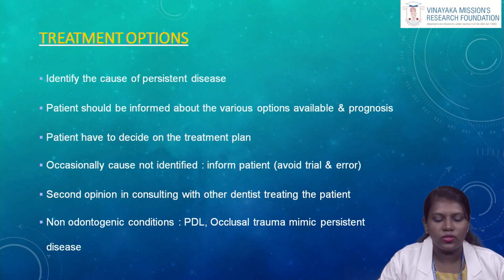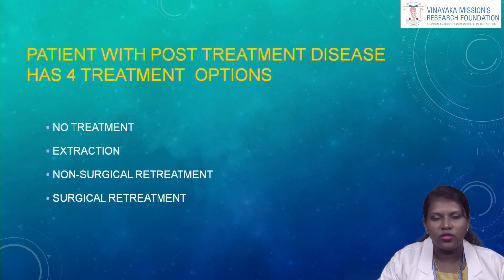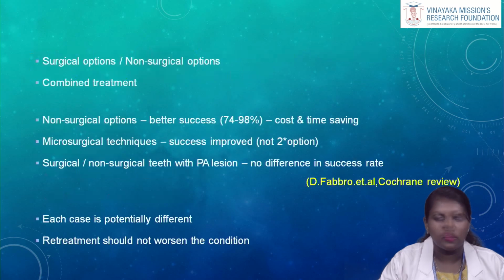If it is a non-odontogenic case, we have to check for PDL and occlusal trauma, which also mimic the cause for retreatment. A patient with post-treatment disease has four treatment options. One, no treatment; another, extraction; a non-surgical retreatment option; and a surgical retreatment option. We can go for either surgical or non-surgical options, or we can do a combined treatment.